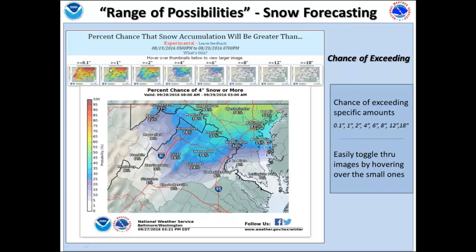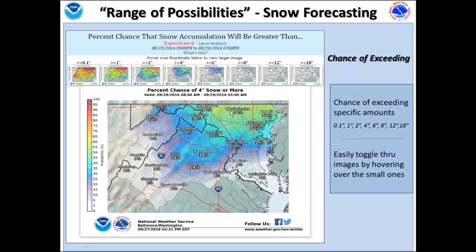What's the chance that you're going to have at least 1 inch? What's the chances of 2 inches or greater? What's the chances of 4 inches or greater? So in this example, this is the chance of seeing 4 inches or more of snow. What you see here is the highest chances, of course, are up over Maryland, where you see about 50 to 54% probability. And remember, the forecaster sets the forecast, and the exact forecast is the 50th percentile.